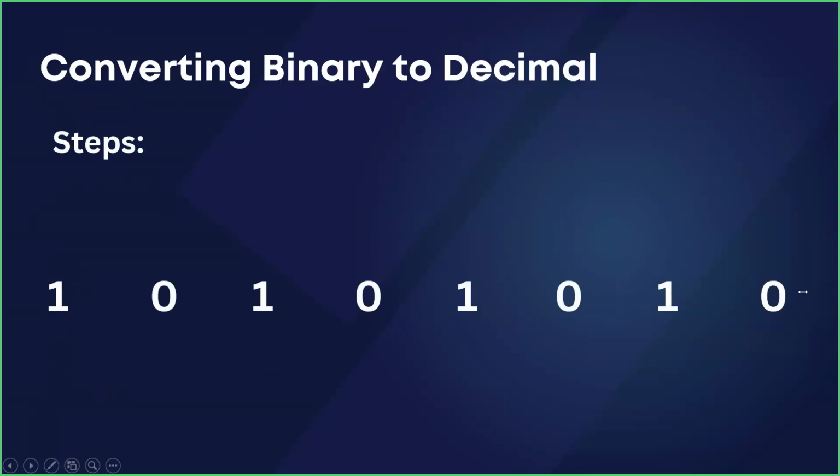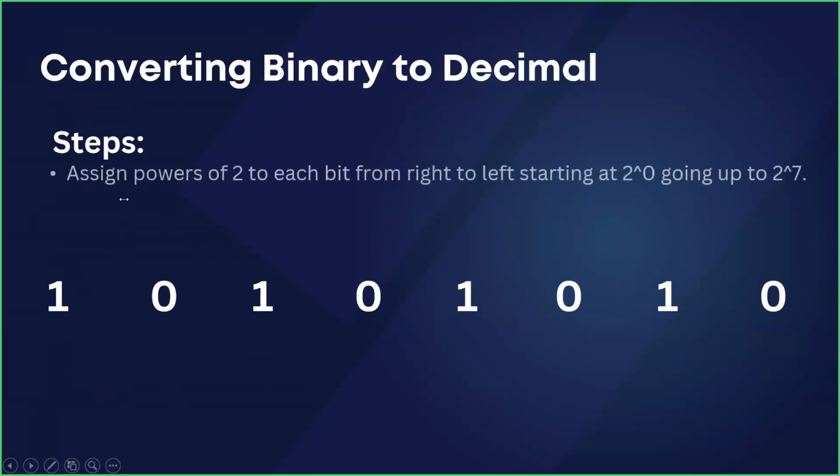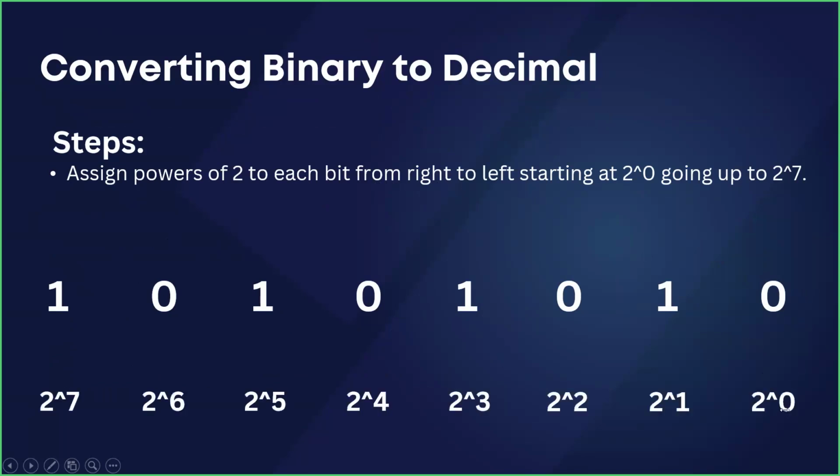10101010. Again, this is an octet, 8 bits in total. So when you want to convert any octet in this binary language to a human readable decimal language, step number one is you assign the power of 2 to each bit from right to left. Okay, so you start from 2 power 0 and go all the way up to 2 power 7.